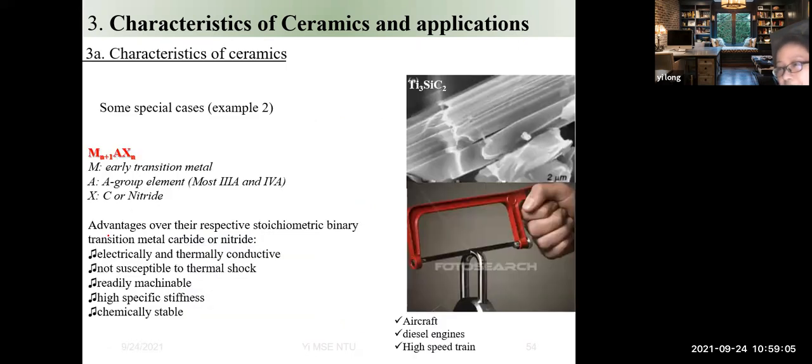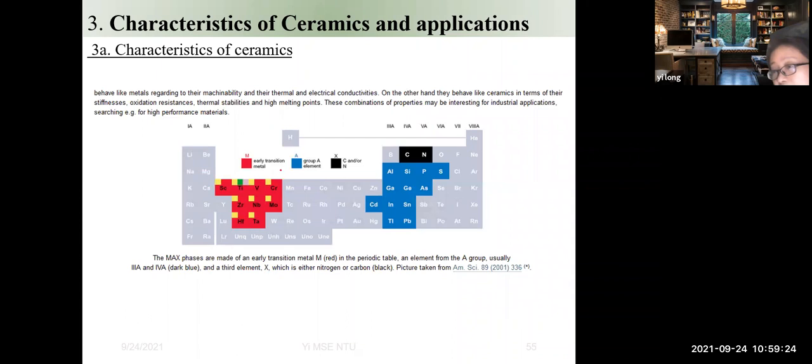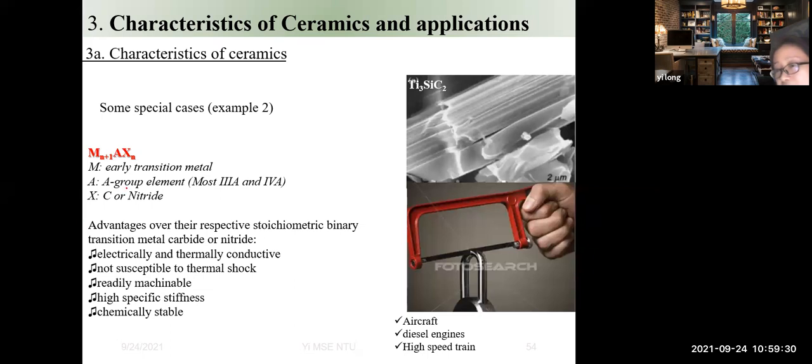And this is another special one. We said ceramic is like your bowl, and most ceramics are very hard and have very low toughness. But this is something special here. Which one is MAX? M is an early transition metal. These are the early transition metals. A is an A group element, and X is sometimes carbon, sometimes nitrogen. For example, titanium silicon carbide is one of these special ones.